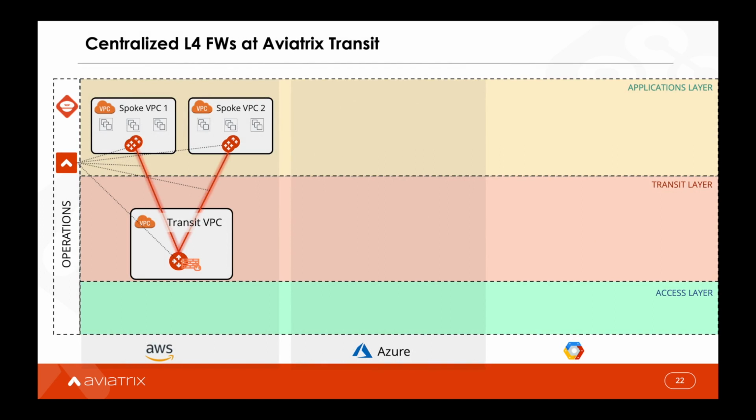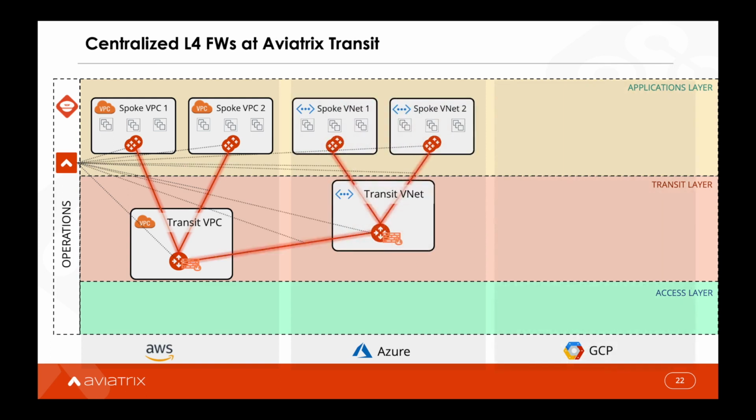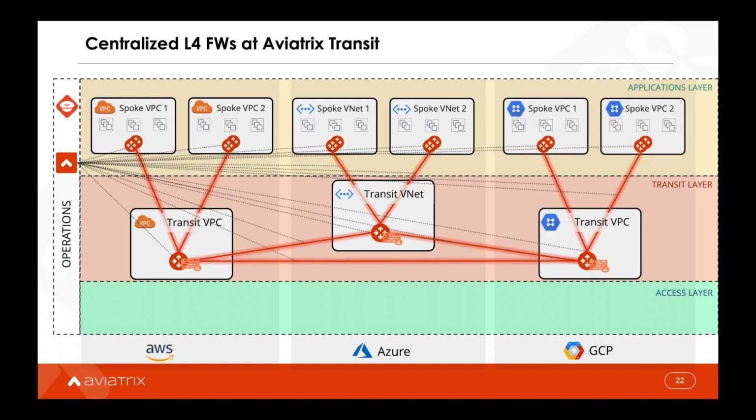Starting with AWS on the left, you have application workloads in the spoke VPCs in the application layer. You create firewall rules on the transit gateway from the Aviatrix controller. When you're growing to other clouds, such as Azure, all firewall rules will still be managed by the Aviatrix controller. It really doesn't matter which cloud you're in or how many you have. The UI is all the same. Here, we're extending into GCP. It's the same repeatable architecture being managed from the Aviatrix controller.